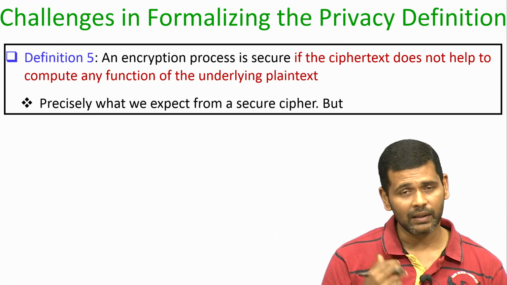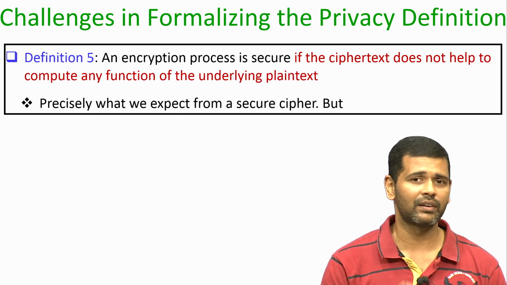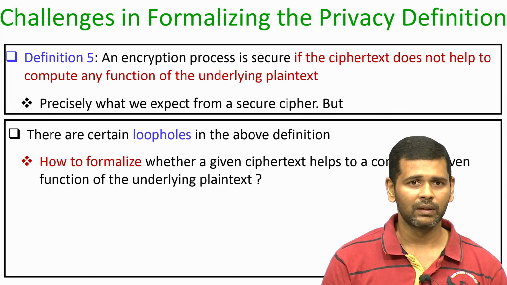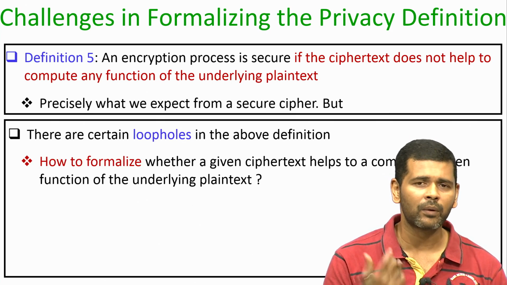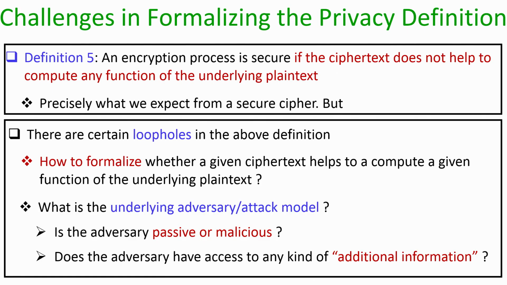Well, this is precisely what we expect from a secure cipher, but still there are certain loopholes in this definition. Namely, there are two loopholes. The first loophole is: how do you formalize whether a particular ciphertext has helped the adversary to compute a function of the underlying plain text or not? How do you judge that? How do you mathematically formalize that? That is the first loophole in this definition.